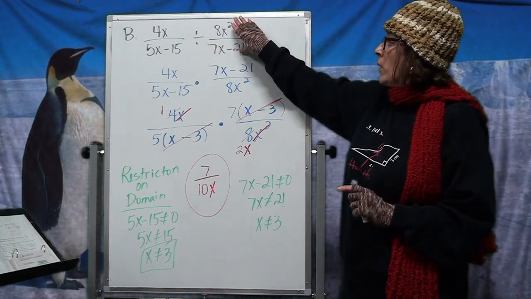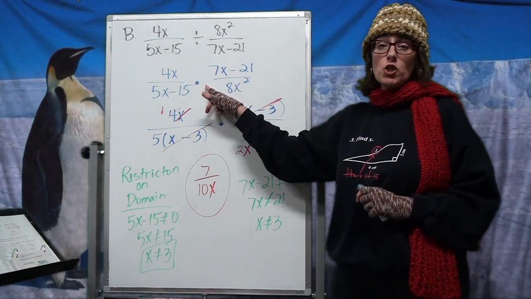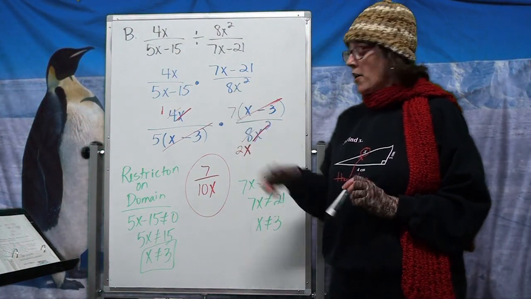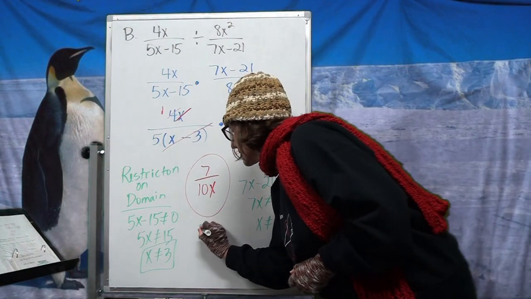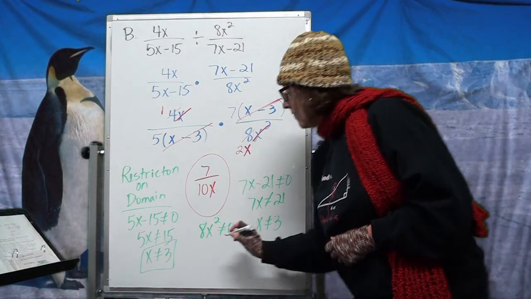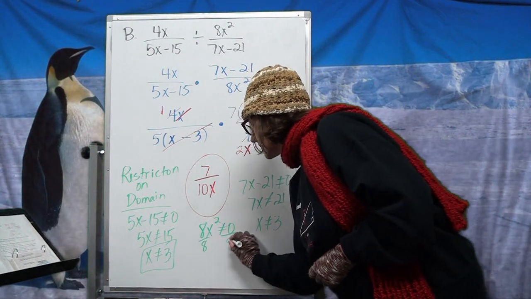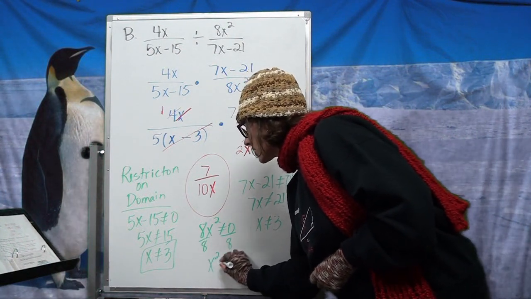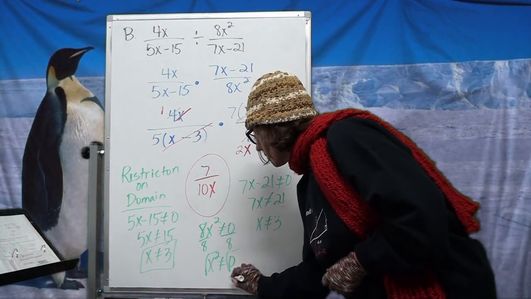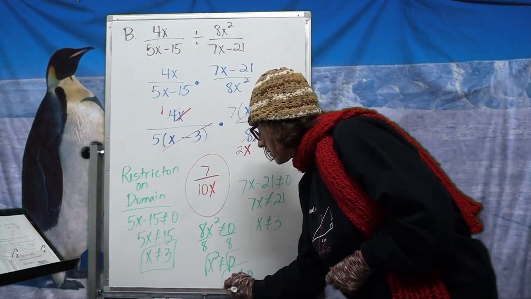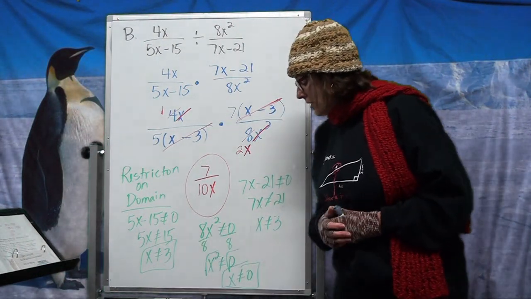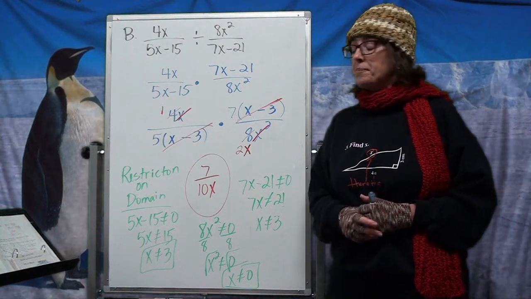But remember that when I flip this to turn it into a multiplication problem, suddenly I created a new denominator. So that new denominator I need to consider, the 8x squared, it had better not be a 0. In that case, if I divide by 8, I get x squared equal to 0, which I don't want to happen. And I take the square root, and the square root of 0 is 0, so my x had better not be a 0. So my restriction on the domain is that x had better not be a 3, x had better not be a 0.